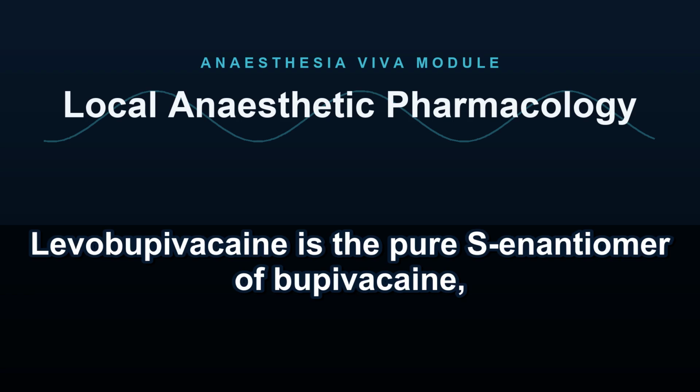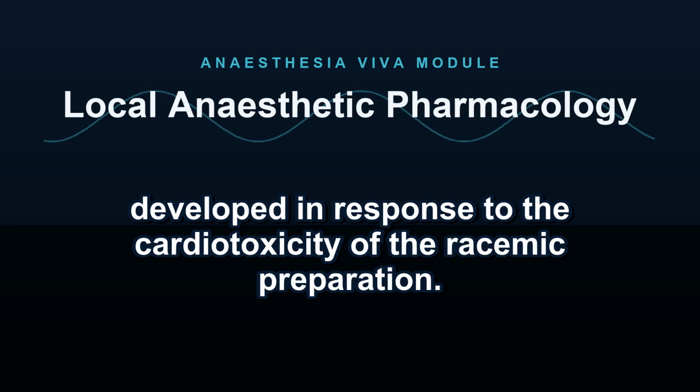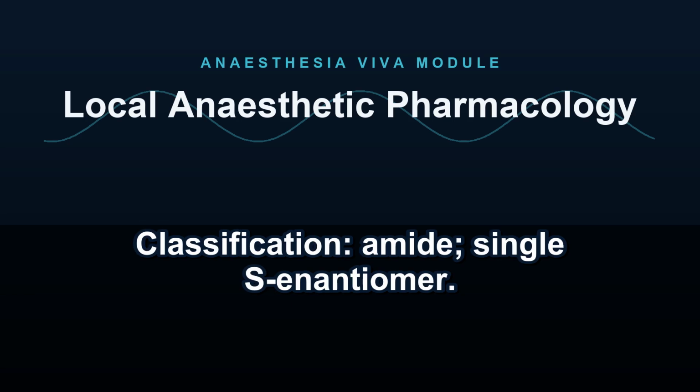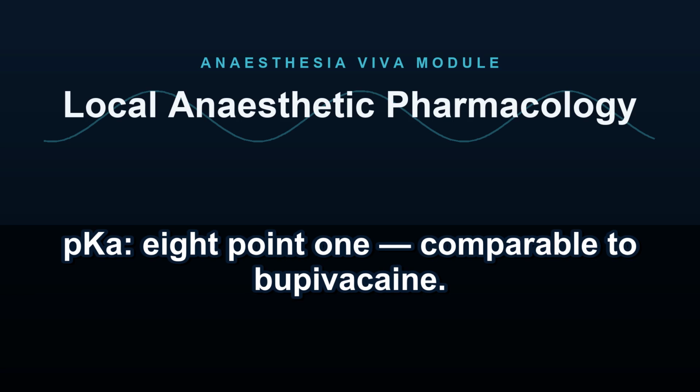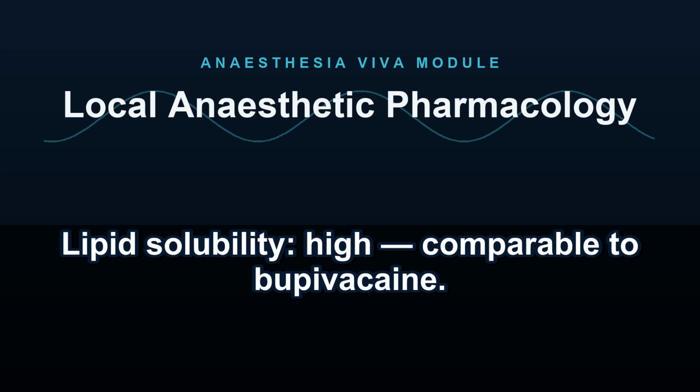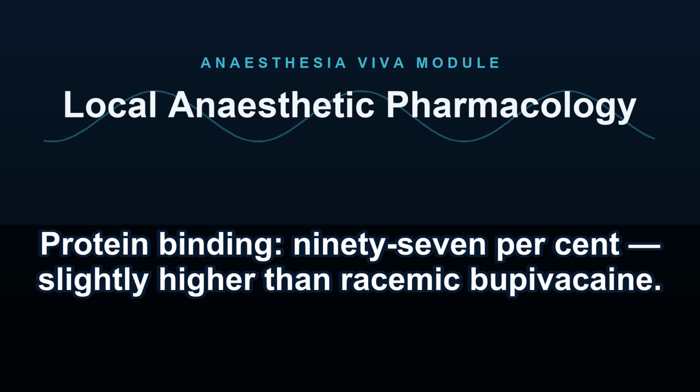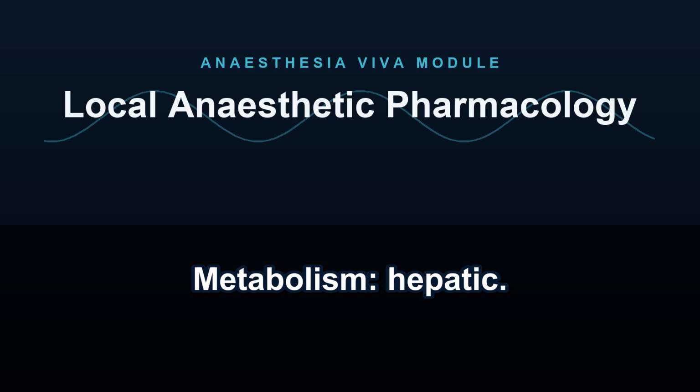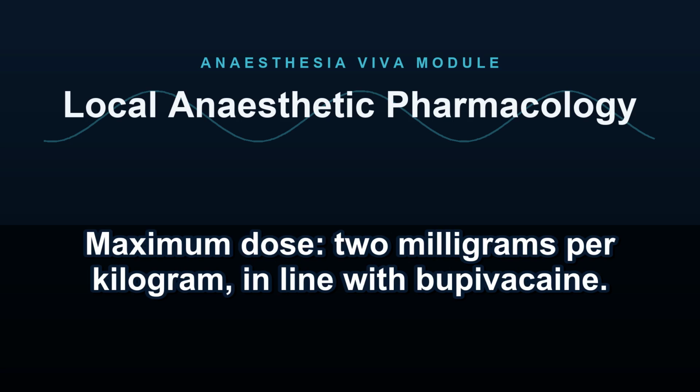Levobupivacaine. Levobupivacaine is the pure S-enantiomer of bupivacaine, developed in response to the cardiotoxicity of the racemic preparation. Classification: amide, single S-enantiomer. pKa 8.1, comparable to bupivacaine. Lipid solubility: high, comparable to bupivacaine. Protein binding: 97%, slightly higher than racemic bupivacaine. Metabolism: hepatic. Maximum dose: 2 mg per kilogram, in line with bupivacaine.